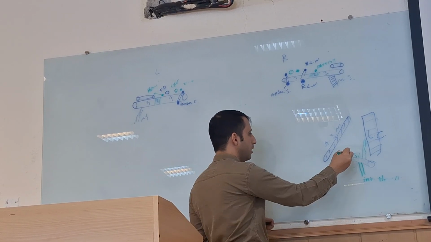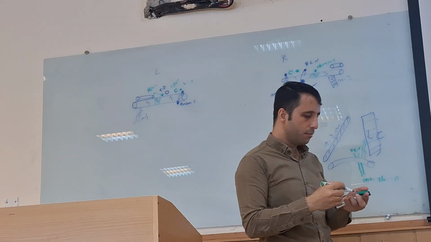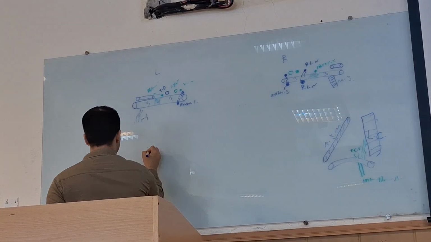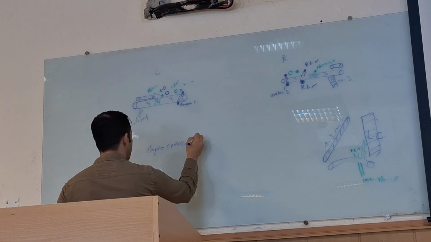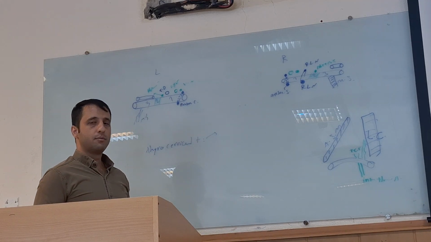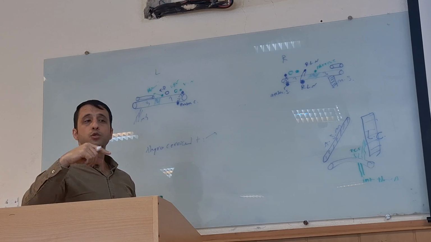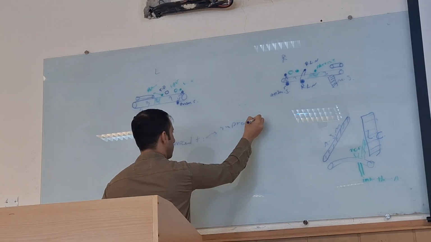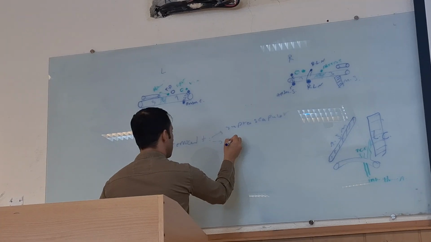Cervical trunk. What are the branches of the cervical trunk? The cervical trunk has these branches. The first branch is the suprascapular.